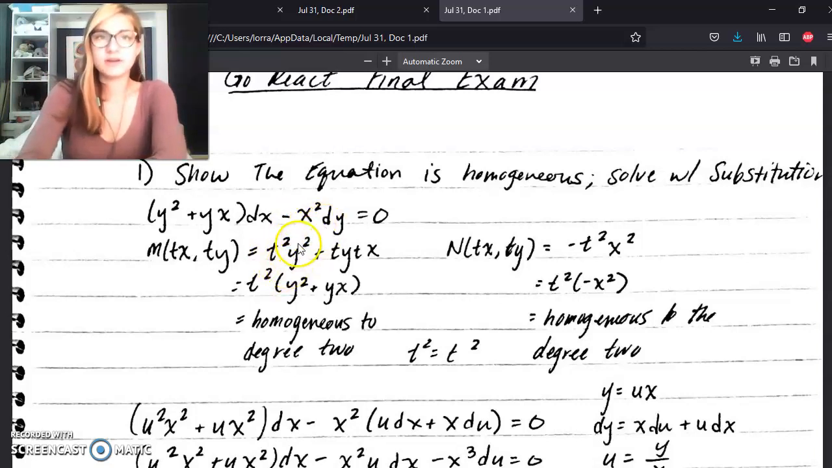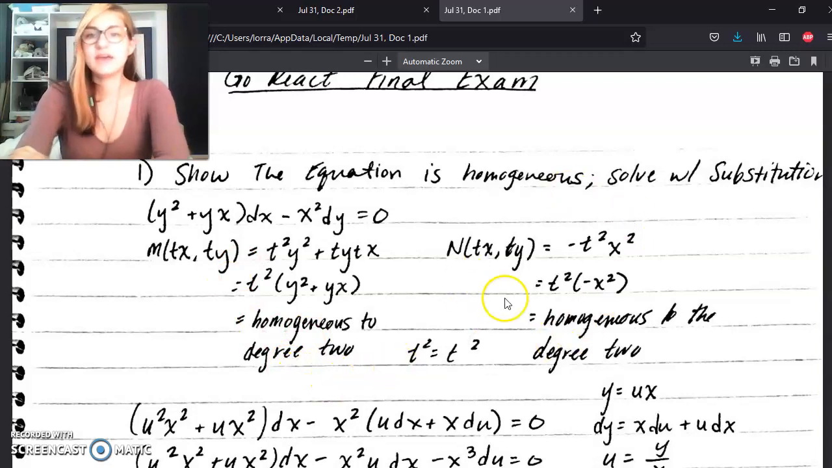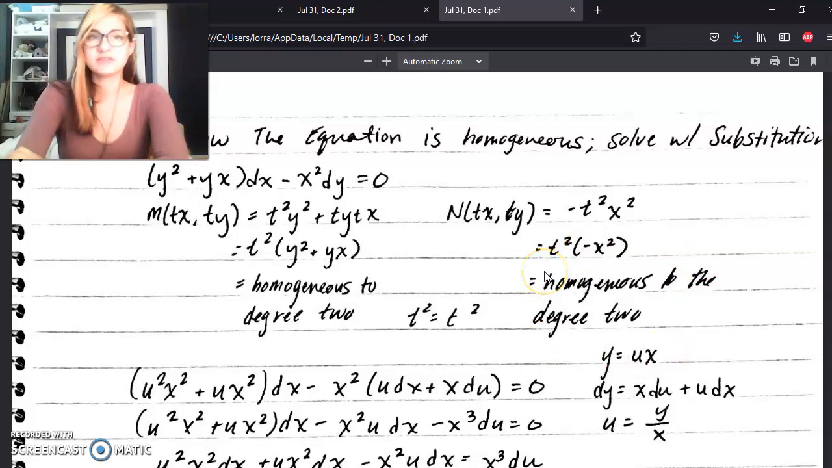Each variable should receive a t, so the t is distributed and then factored out. So this equation is homogeneous to the degree 2, and then it's the same on this side, so negative t squared x squared factors to t squared times negative x squared, so that means it is also homogeneous to the degree 2.